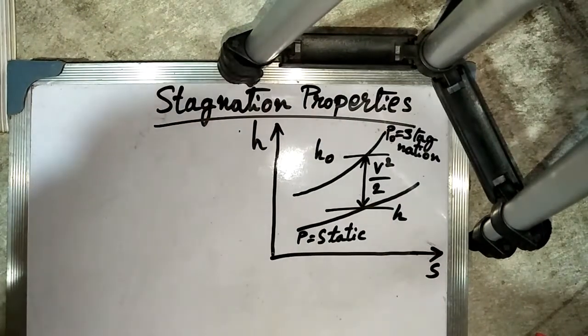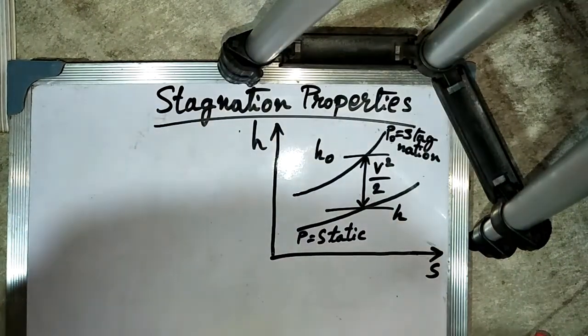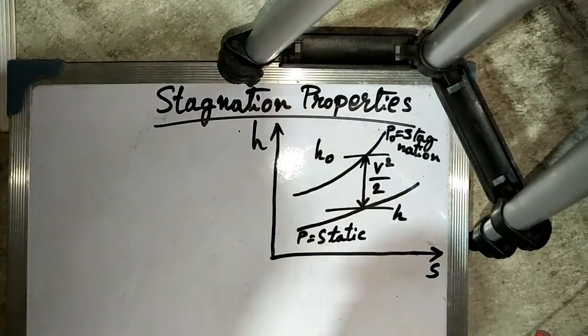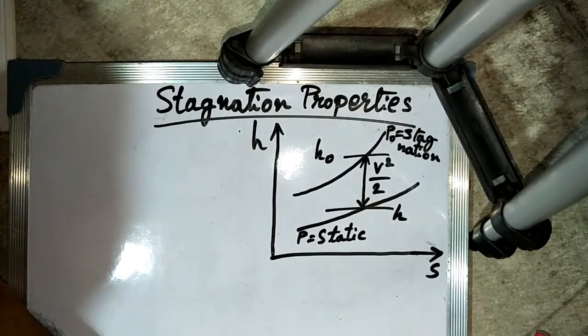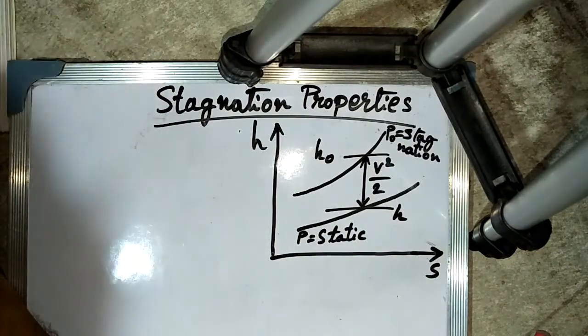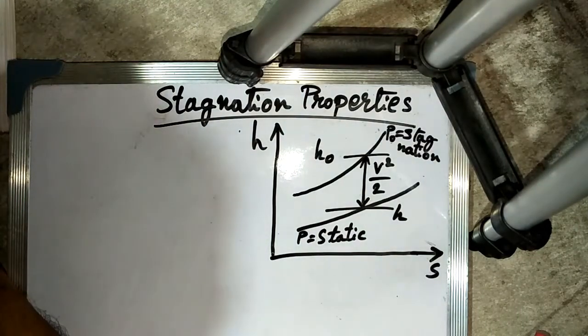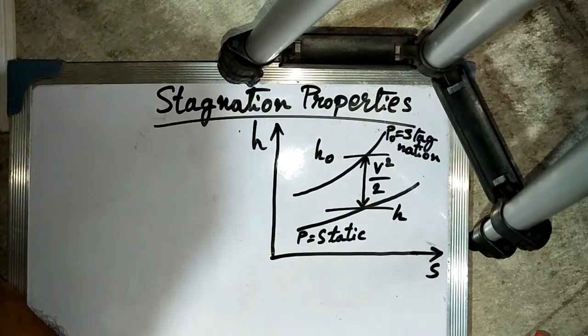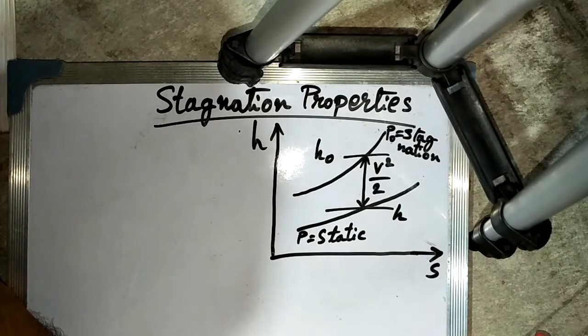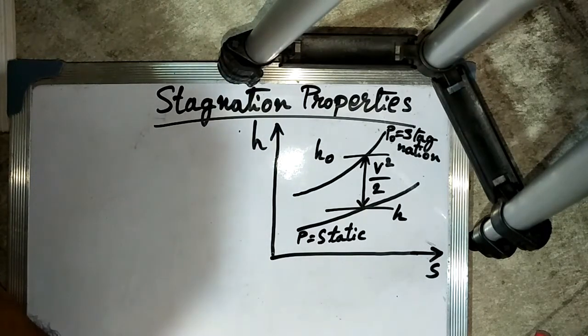So let's talk about the stagnation properties. First we have to define what stagnation properties are. The isentropic stagnation state is defined as the state a fluid in motion would reach if it were brought to rest isentropically in a steady flow, adiabatic and zero work output device.